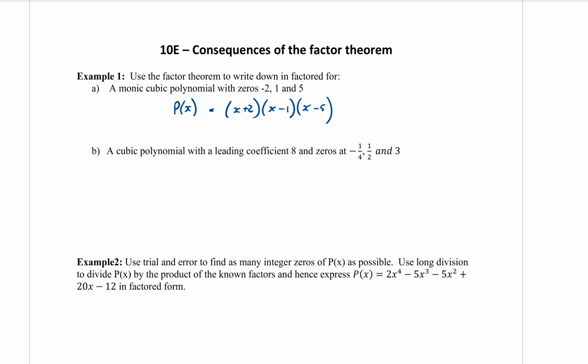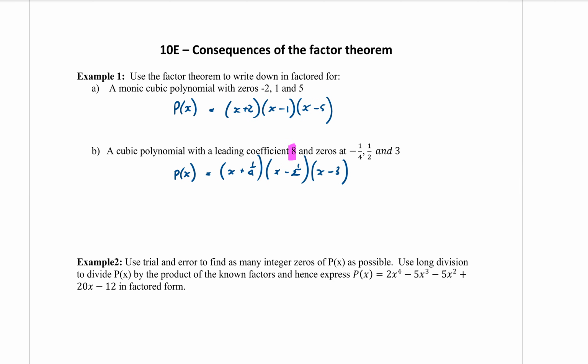However, part B is a little bit more complicated, because again we have a cubic polynomial, but this time we have a leading coefficient of 8, so it's not monic anymore. We're still given the 3 zeros at -1/4, 1/2, and 3. So we can't simply go p of x equals, for the -1/4, go x plus 1/4, and for the 1/2, go x minus 1/2, and for the 3, go x minus 3. Because if I was to times out x times x times x, that just gives me a 1x cubed. And I know that my leading coefficient has to be an 8.